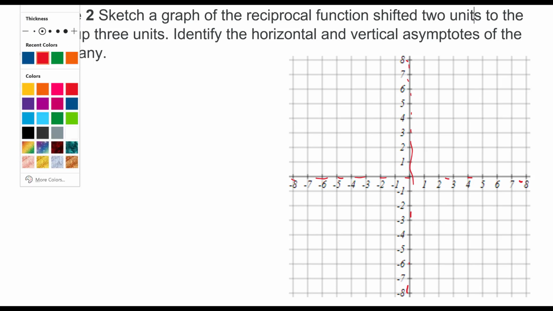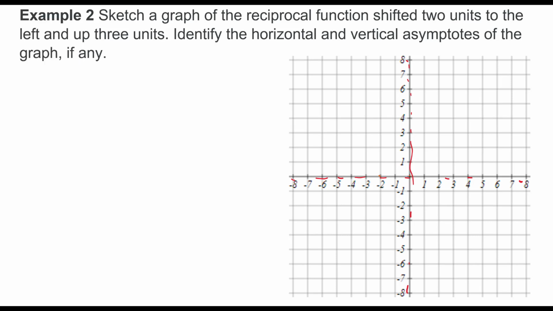Let me change colors here. So 2 units to the left, and that means this vertical asymptote is going to be here instead. And then it's going 3 units up, so the horizontal asymptote is going to be up here. So this must be looking something like this.